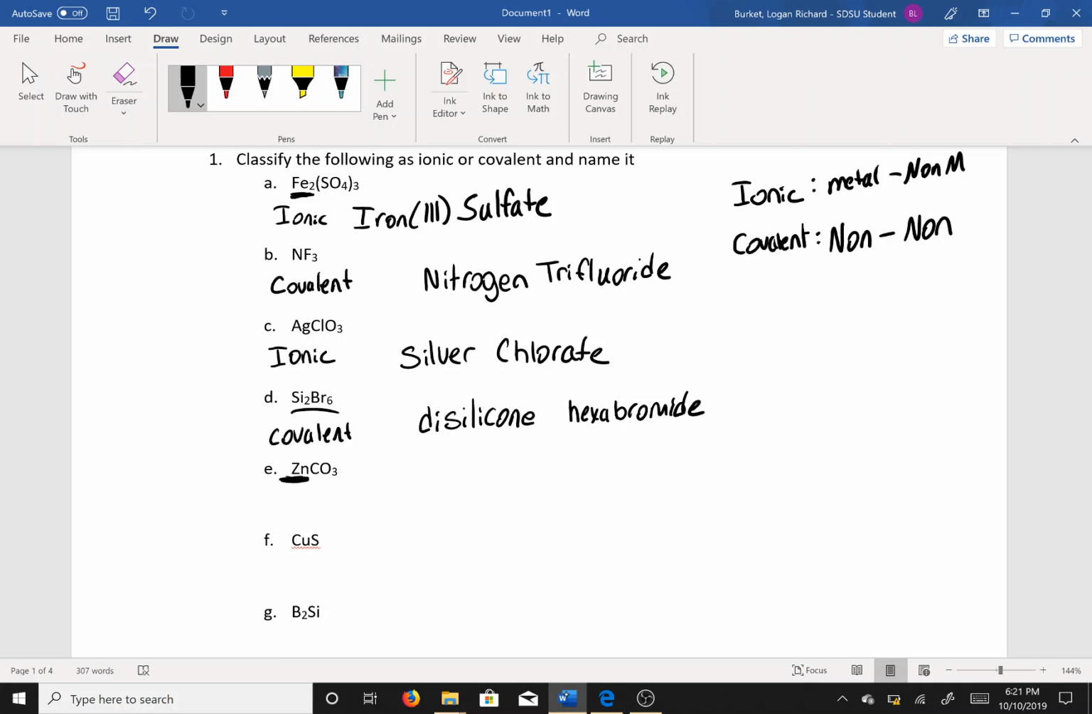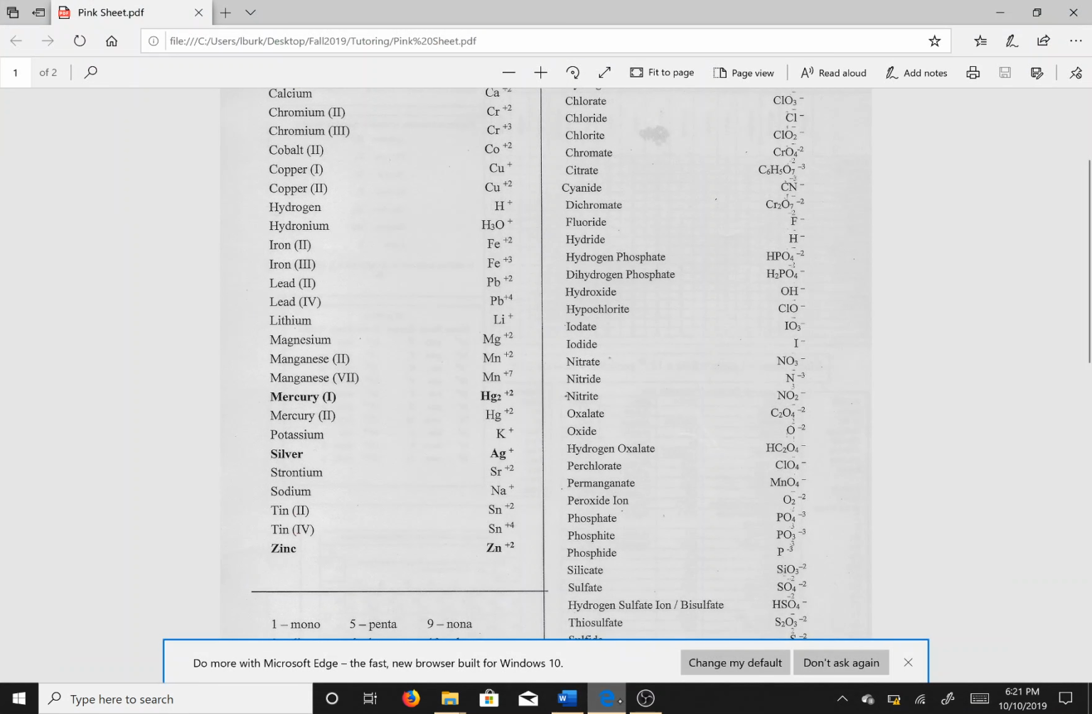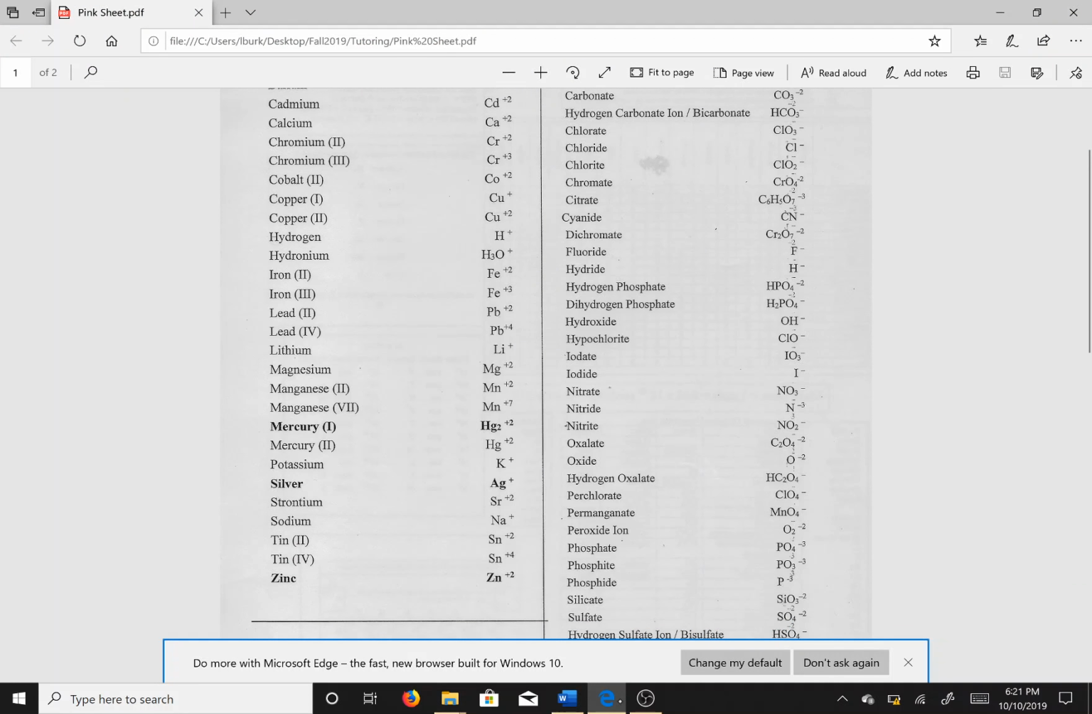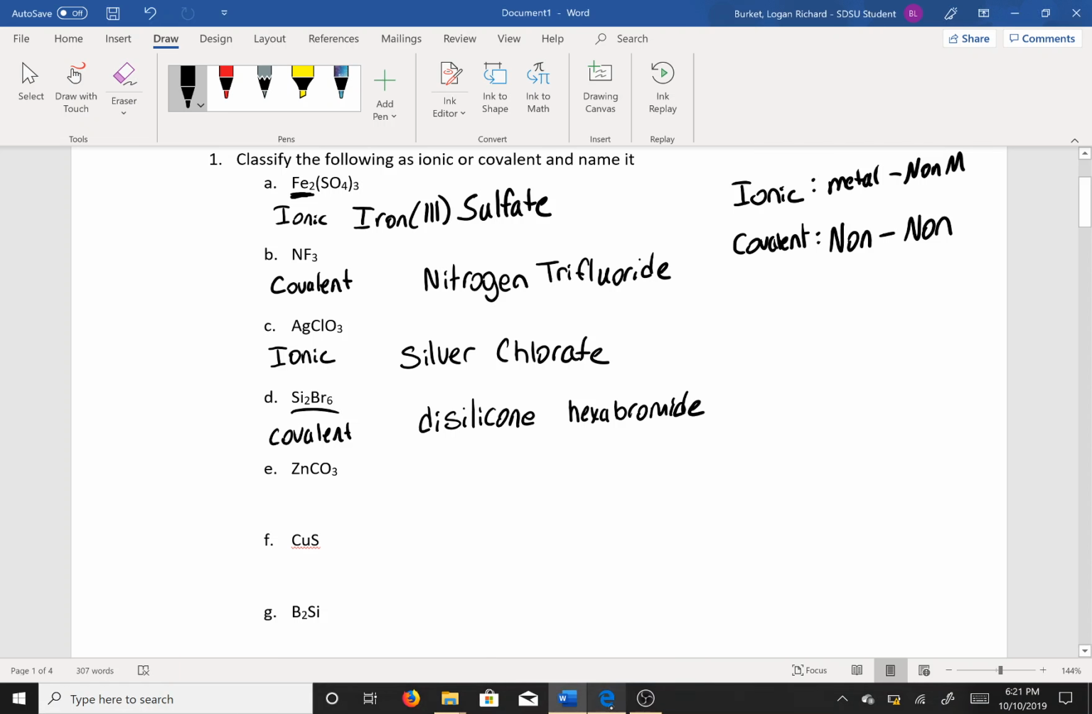So zinc is a metal, ZnCO3. So that's zinc carbonate, I believe. CO3. Yep, carbonate. Carbonate has a -2 charge. Therefore, zinc has a +2 to cancel that out, right? Okay, so then we're going to have zinc(II) carbonate.